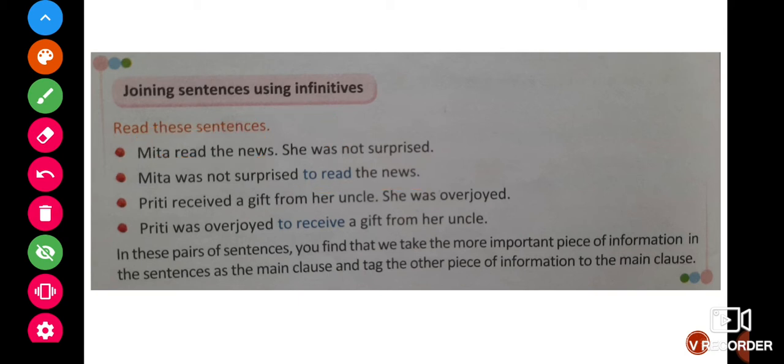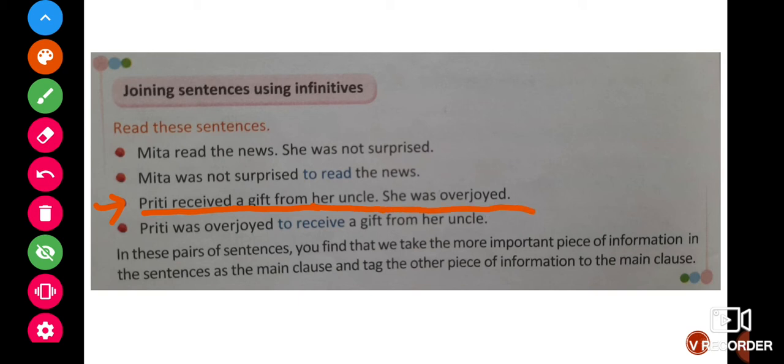So it is up to us. We can see which part is more important or which part happened first, and then we can change the position of these parts. Let us read the second example. Preeti received a gift from her uncle.